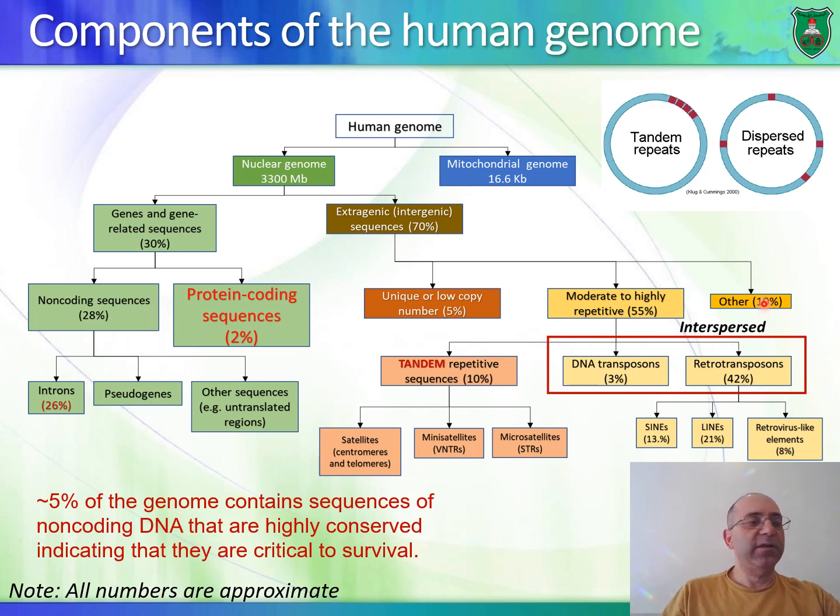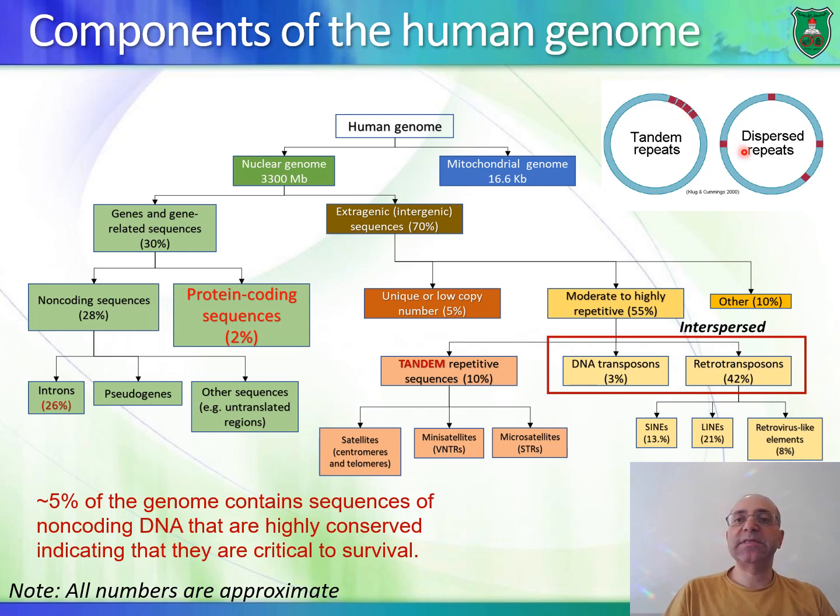About 10% is other. Okay, I couldn't find a good definition for other, or it's complex. I don't want to get involved in these other sequences. So let's talk about the 55% right here. So these are moderate to highly repetitive sequences. Now these sequences can be tandemly repeated, or they can be dispersed. What do we mean by tandem? Tandem means that it's the same sequence repeated one after the other. So it's like saying ABC, ABC, ABC, ABC. Okay, so it's within a DNA fragment, and they are repeated one after the other.